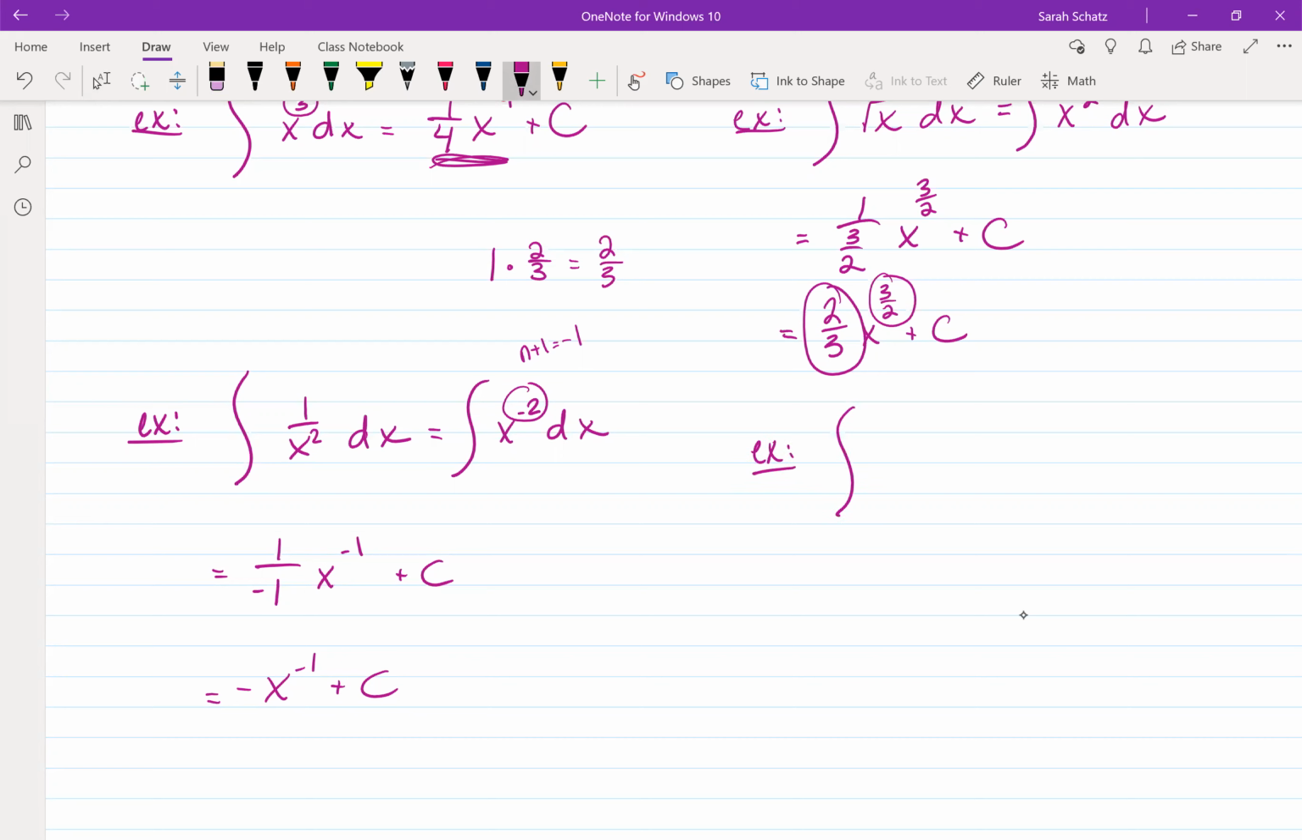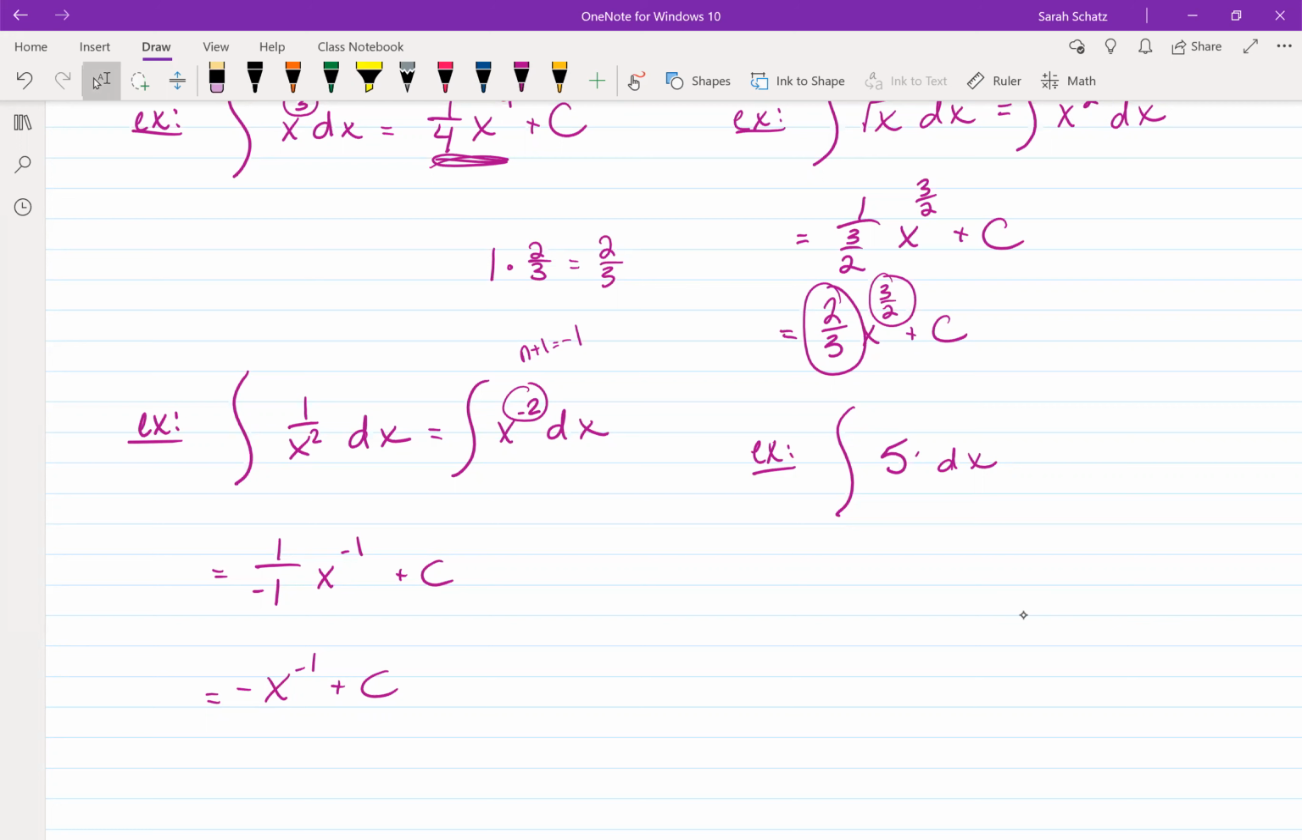What if I just want to take the antiderivative of 5 with respect to x? This one can give us trouble because when you see a constant, your first thought is it goes away. Because when we take the derivative, it does go away. But you guys remember, we're going backwards. So this 5 is not going to go away.